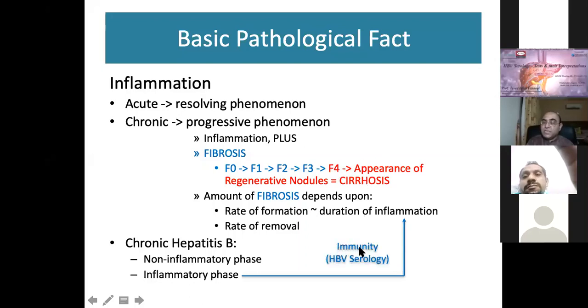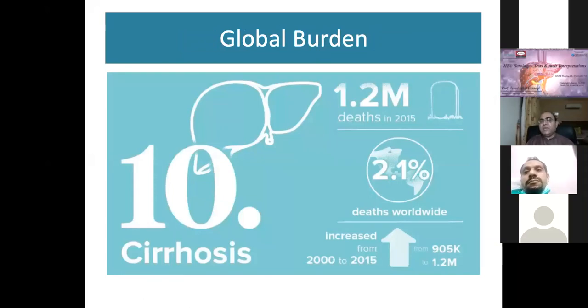So the immunity, or the HBV serology, really plays a role, and it puts the patient either into the non-inflammatory phase or into the inflammatory phase. That's the reason that if we know the concepts, it will be very easy for us to interpret whether the patient needs treatment or not, or in which phase the patient is. Well, we know that the burden is really huge.